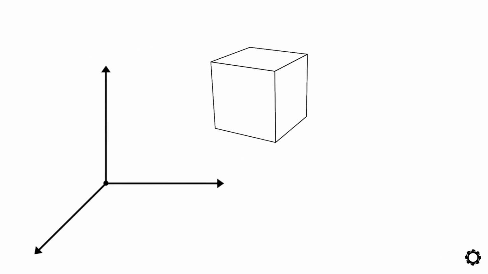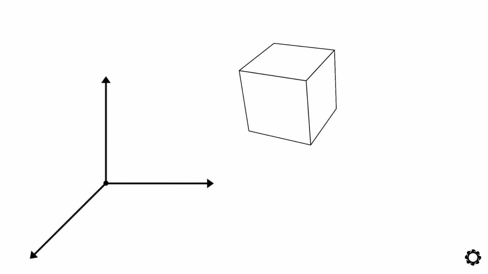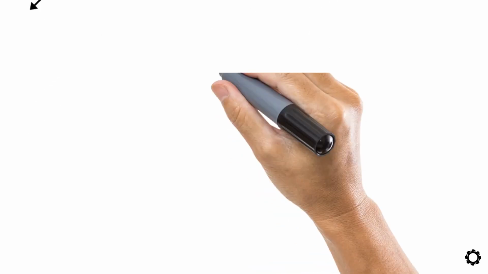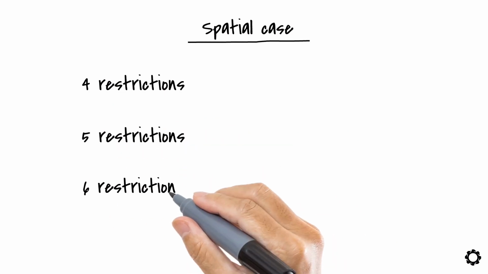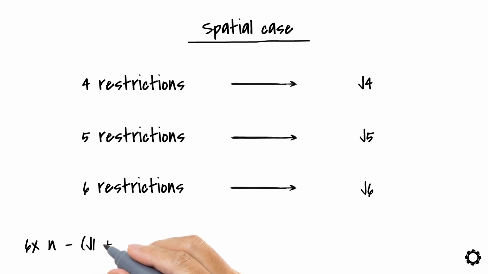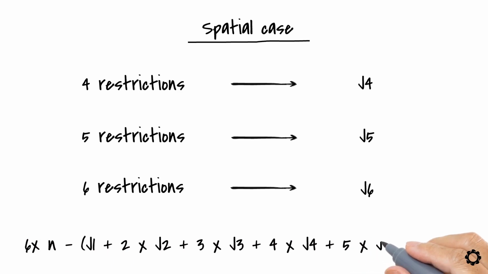For the spatial case, it is pretty similar to this, but with more terms, and instead of a 3 multiplying the number of bodies, it would be a 6, because that's the maximum number of degrees of freedom a single body might have in space. The extra terms are those constraints that can restrict 4, 5, or 6 movements, with the respective names J4, J5, and J6. Mathematically, it is represented as 6 times N minus (J1 plus 2 times J2 plus 3 times J3 plus 4 times J4 plus 5 times J5 plus 6 times J6).